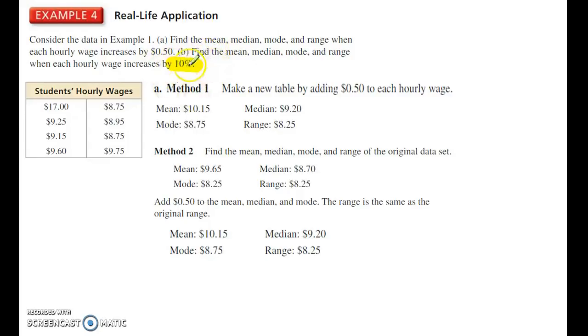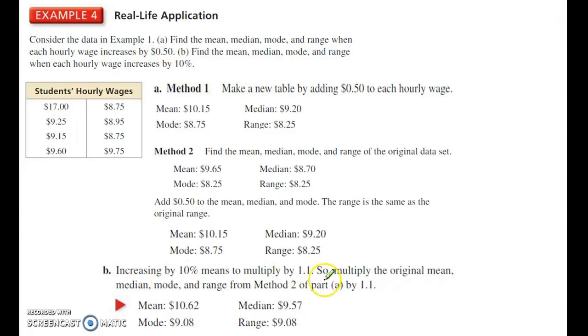Okay, if I want to increase something by 10%, I can either find 10% and add that to it all, or I can just multiply by 1.1. So increasing by 10% is the same as multiplying by 1.1. And so if we're multiplying, then we can multiply the measures of variation and the measures of center. And then I would get a mean of 10.62, a median of 9.57, a mode of 9.08, and a range of $9.08.